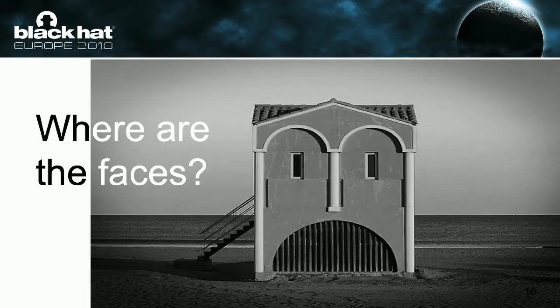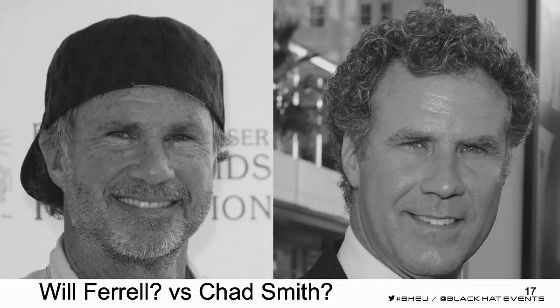Okay. I hope this is not the hard way, but... Okay, in the first step, we try to identify where the faces are in the image or in the videos. We need the coordinates of the face that appears in this video or in this image. Well, this is not a simple task, because, like you can see, Will Ferrell and Chad Smith are like twins. But they are not family. No, but identifying a person is not a simple task.